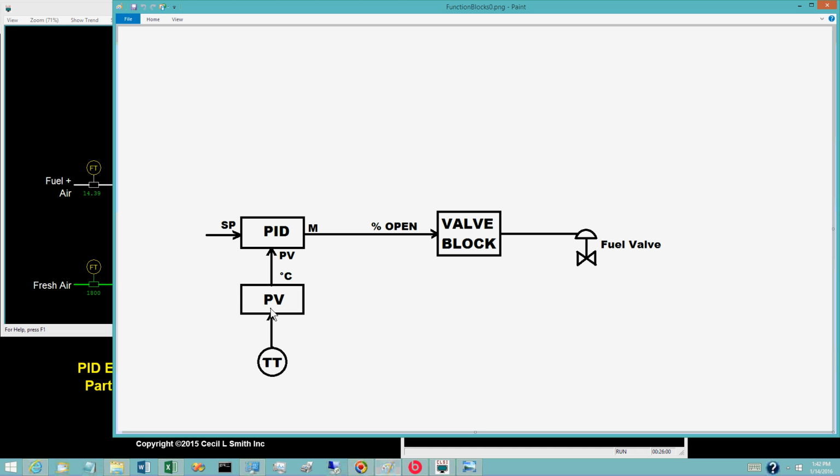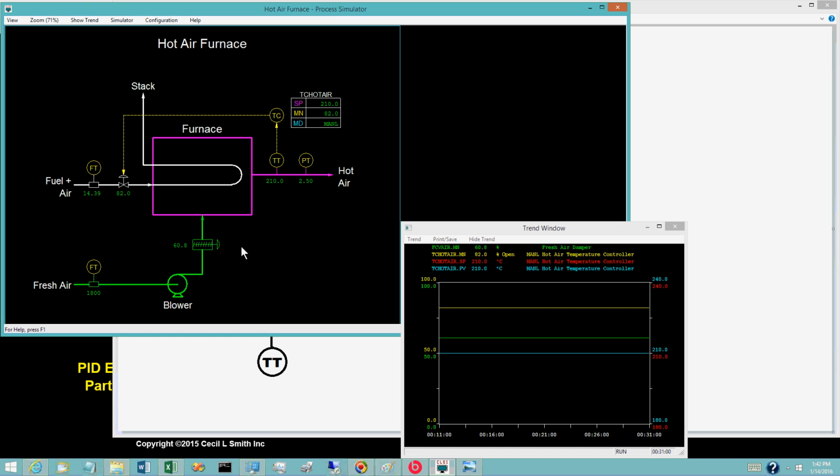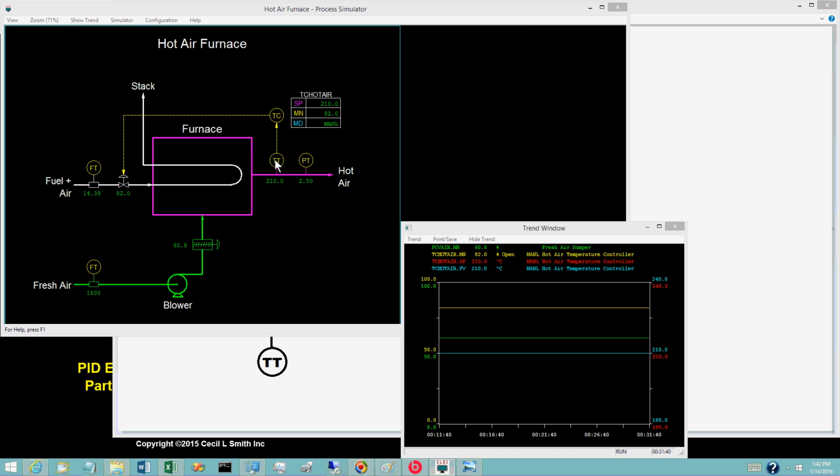The PV block in the diagram is for the hot air temperature. The input is the signal from the transmitter. The output is the temperature in degrees Celsius. Open the configuration window for the PV block.